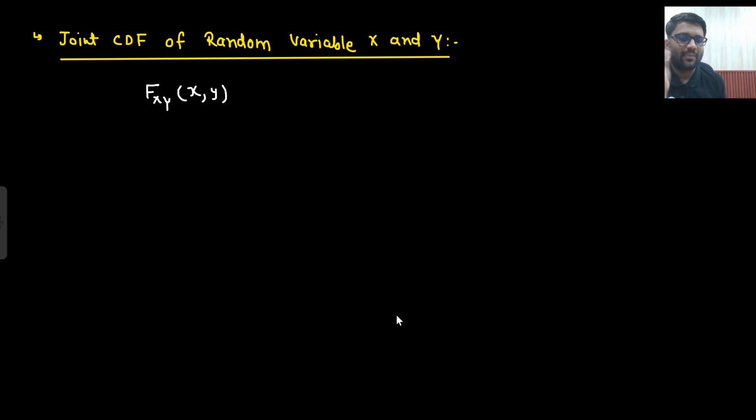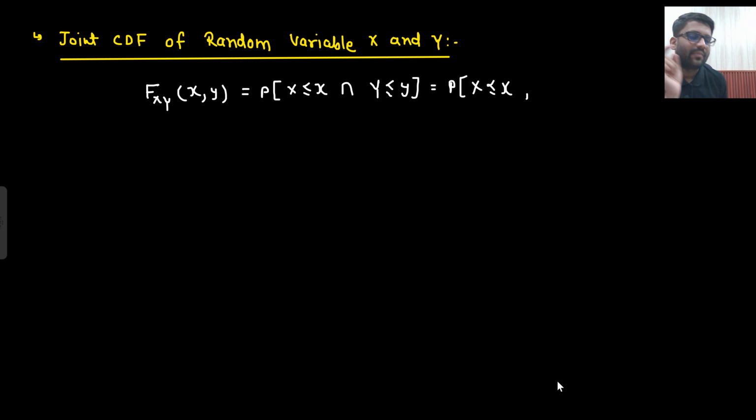What does this joint CDF represent? This joint CDF represents the probability of random variable x taking values lesser than or equal to small x and the probability of random variable y taking values lesser than or equal to small y. Is that clear to you or not? There is an 'and', and 99% of the times this 'and' will be represented by a comma. In the whole communication system, wherever you see a comma it means 'and' or intersection. Are you able to understand this point?